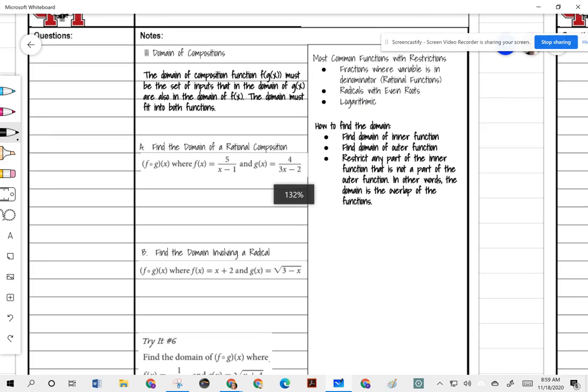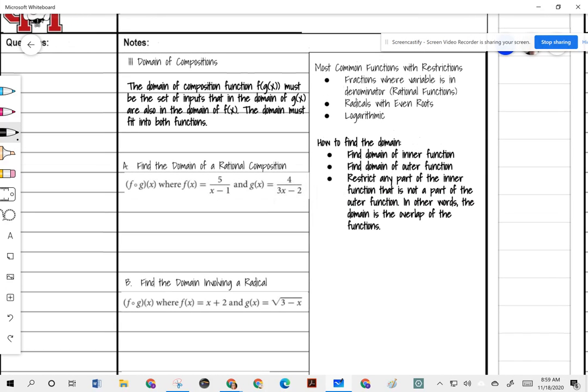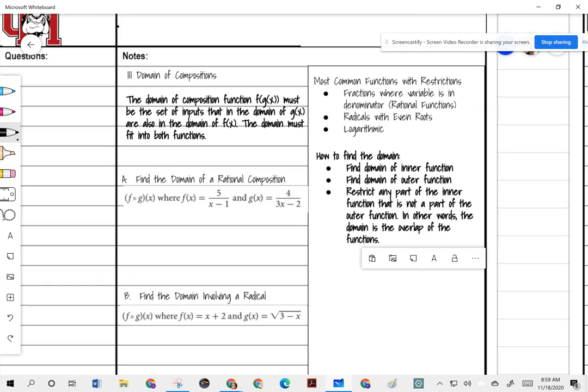Right, so in this video, we're going to be talking about the domain of compositions. We need to really make sure that we understand how compositions work. So we need to make sure that we understand that you have an inner function, in this case, g of x, and you have a set of inputs, which are x, that go into g of x. So you need to make sure that you have the right domain for g of x.